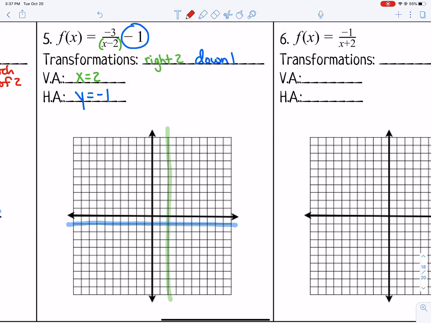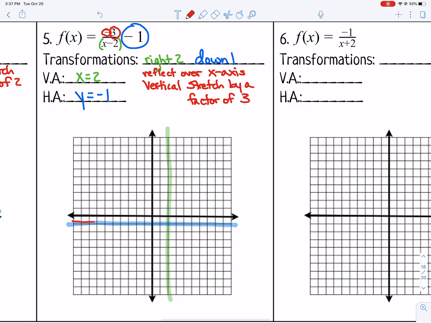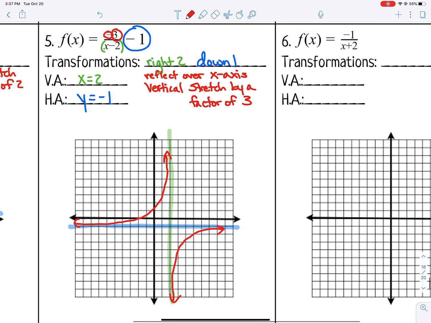All right, and then we have an a value of -3. So remember, those are 2 different things. Negative and 3 have 2 different jobs. So this one's going to reflect over the x-axis because it's negative, and it also has a vertical stretch by a factor of 3. So write all of that good stuff out on your paper. Vertical stretch by a factor of 3. And remember, these are already kind of stretched looking, but the main thing is this reflects. We do need to write that it has a vertical stretch, but it's hard to really graph it so it looks different. And that's it for number 5.